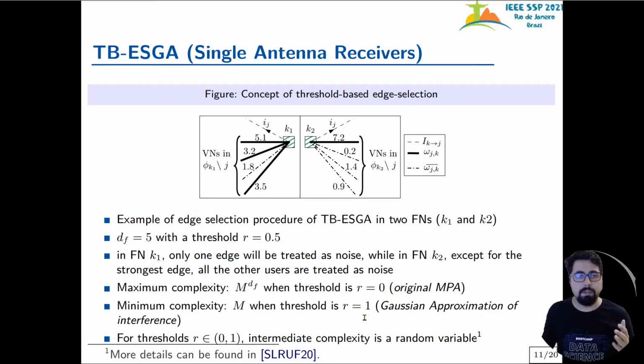The result is that by tuning the threshold, our computational complexity order ranges from linear, meaning full Gaussian approximation on the interference, to maximum, meaning that no user is treated as noise and MPA is performed in its original complexity order, which is exponential to the collision degree. Thresholds between 0 and 100% of the strongest interference will lead to a random complexity in between these bounds. Details of the complexity order analysis for this algorithm can be found in our previous paper.